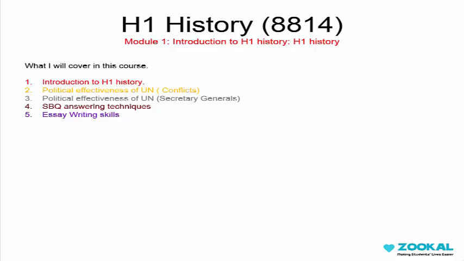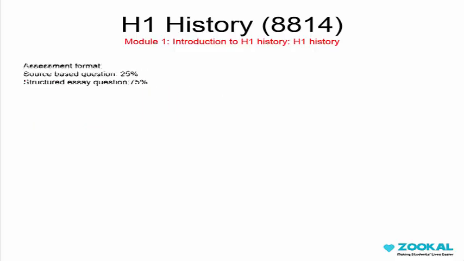And the last module, I'll go through review essay writing skills. Okay, so the assessment format is as such. You have 25% allocated to your SBQ and 75% allocated to your SEQ. So 25% literally translates to 25 marks, 1 question for SBQ, and you have to answer 3 questions for your SEQ. 1 is 25 marks, 3 questions, 75 marks. So these total up to 100%, 100 marks.